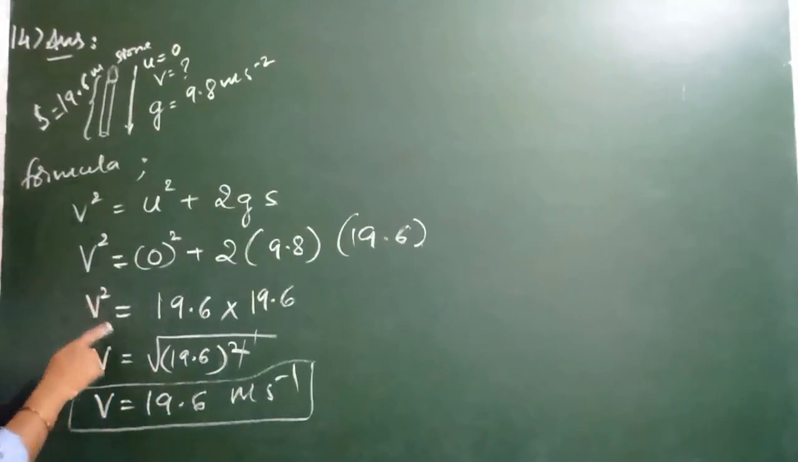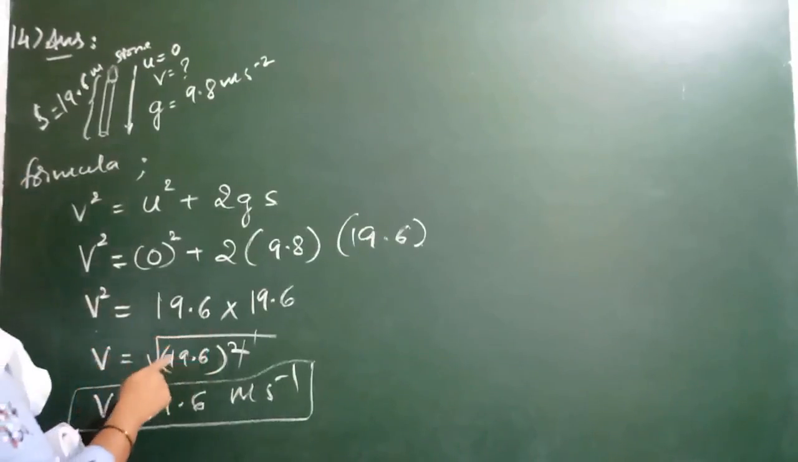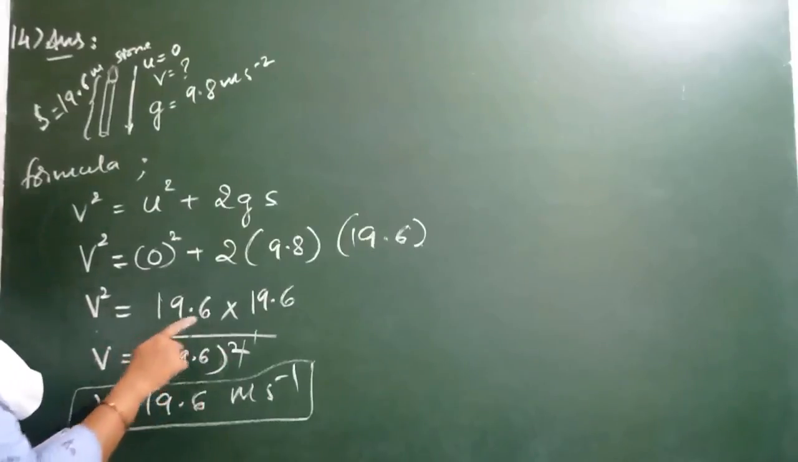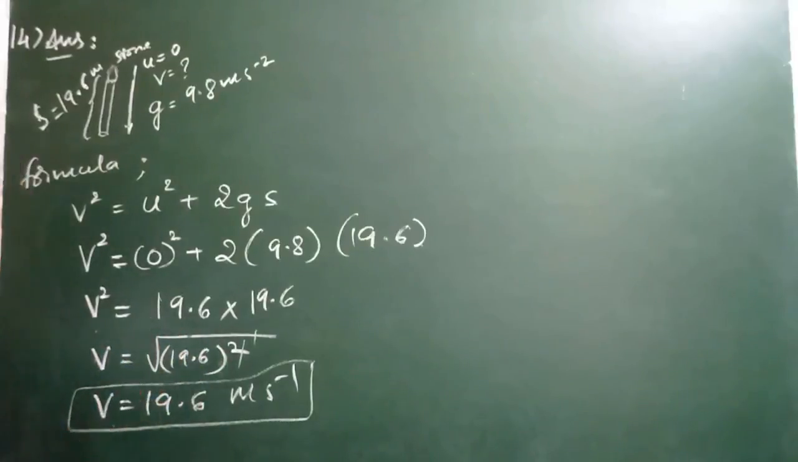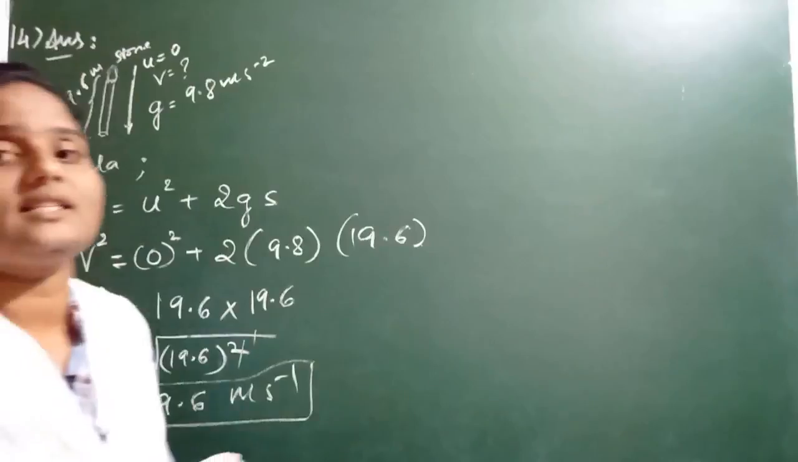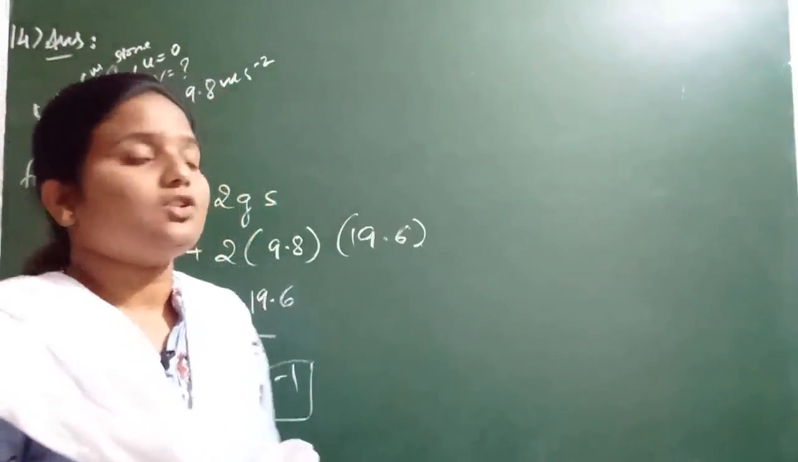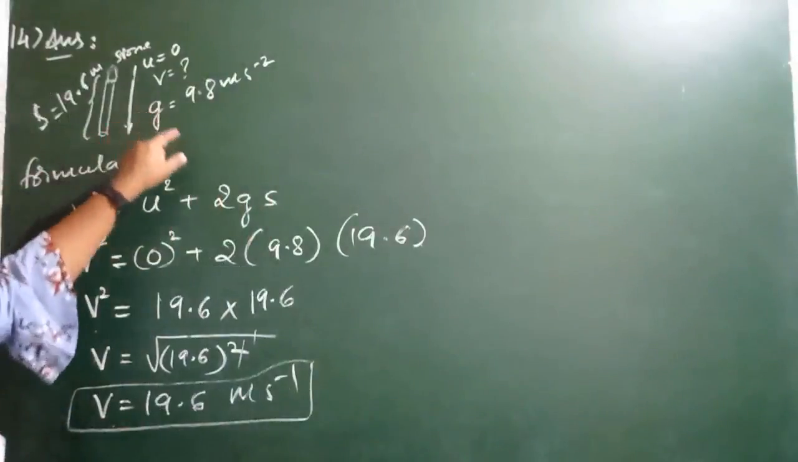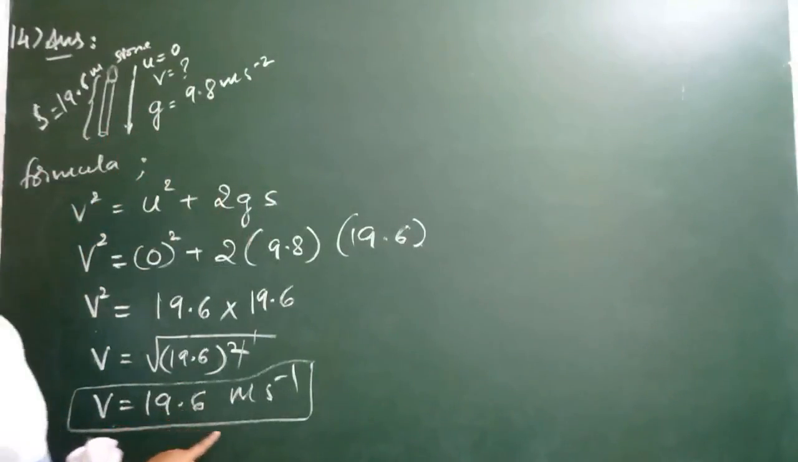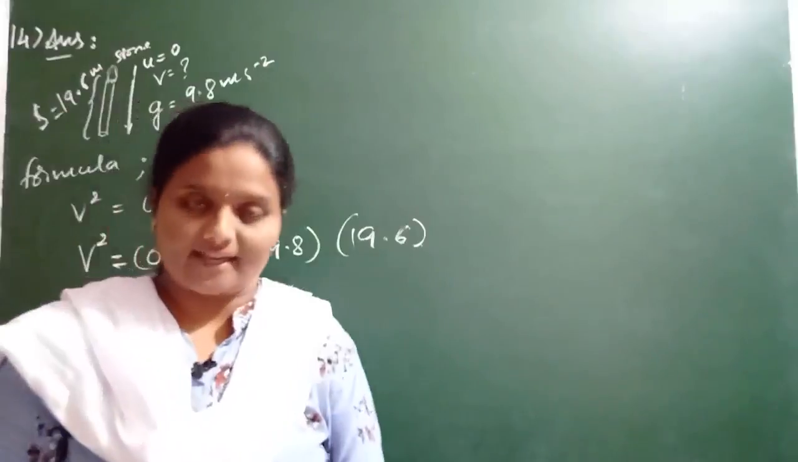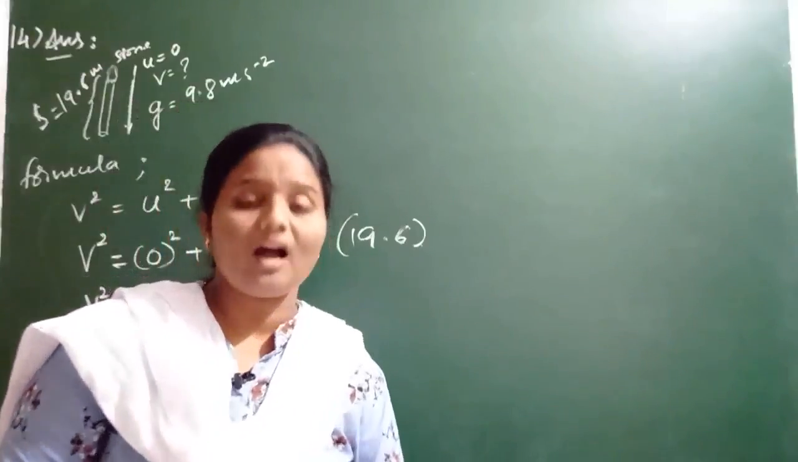In order to cancel this, we get a cancellation of the square root and the square, then we get the final velocity v as 19.6 meter per second. So its final velocity is what, children? This is its velocity, 19.6 meter per second. Okay children, now we will move to the 15th one.